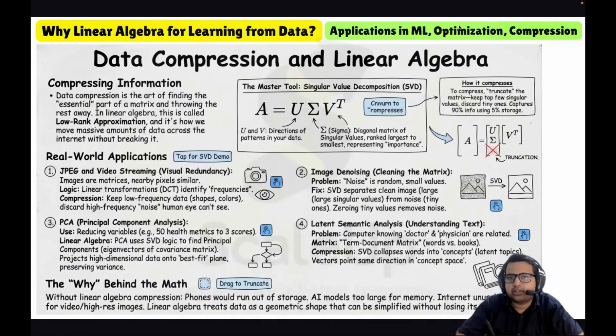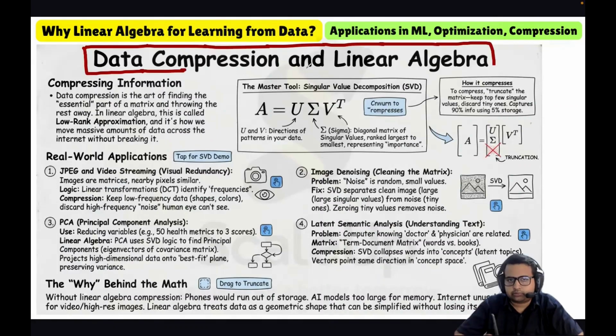Now let us discuss the application of linear algebra in data compression. So data compression and linear algebra. What role does linear algebra play in data compression? First let us understand the meaning of data compression. What do we mean by compressing information?